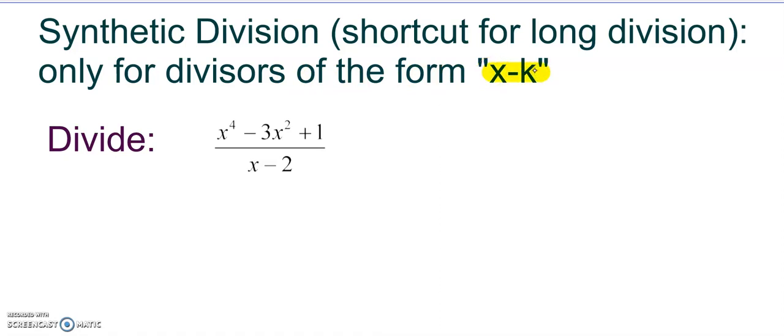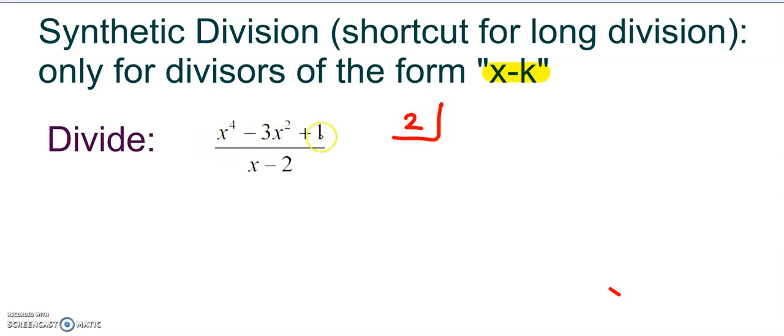So for example, I would not be able to divide this polynomial if this was like x squared minus 2, or x squared plus 2x minus 4, and so on. The only way I can do this is if it comes in the form of x minus k. So let's divide. Whenever we do synthetic division, we are always going to use the value of k. So x minus k. K here is 2.